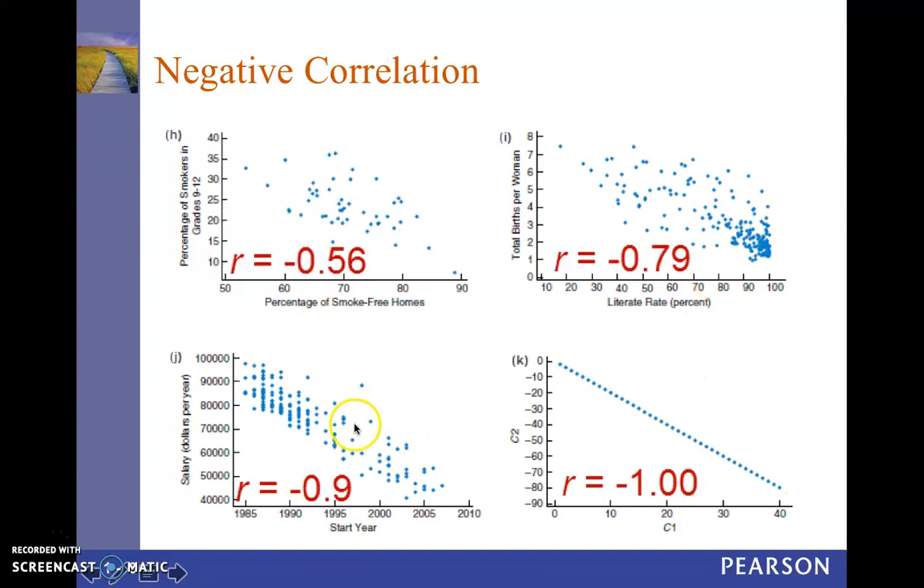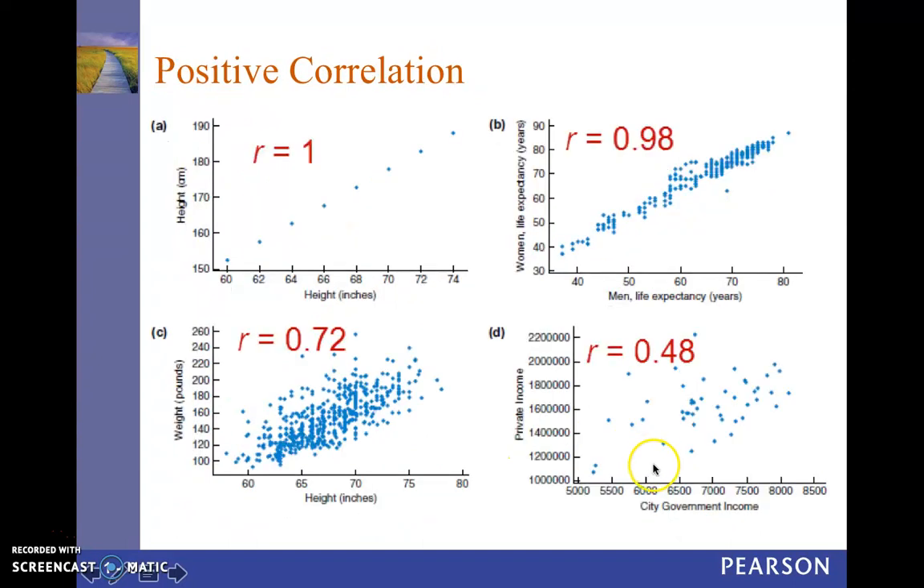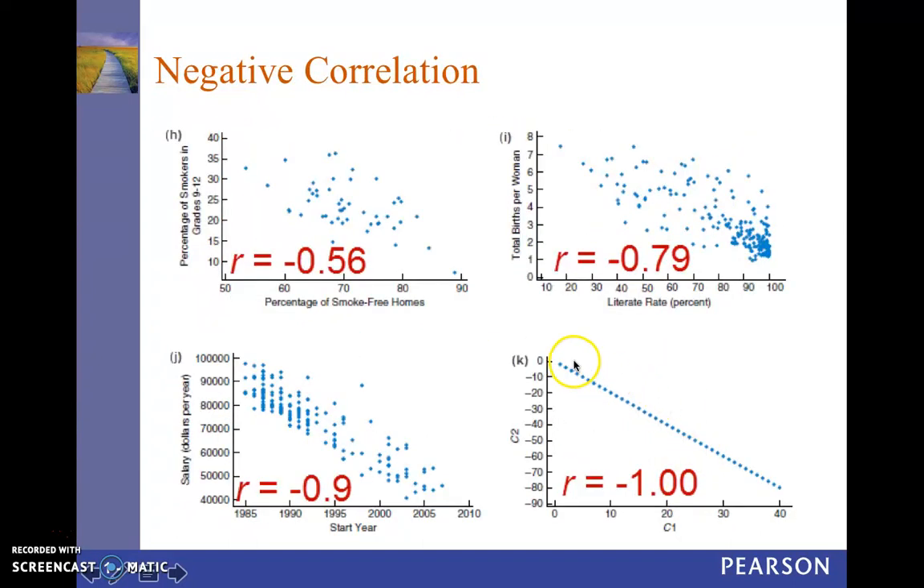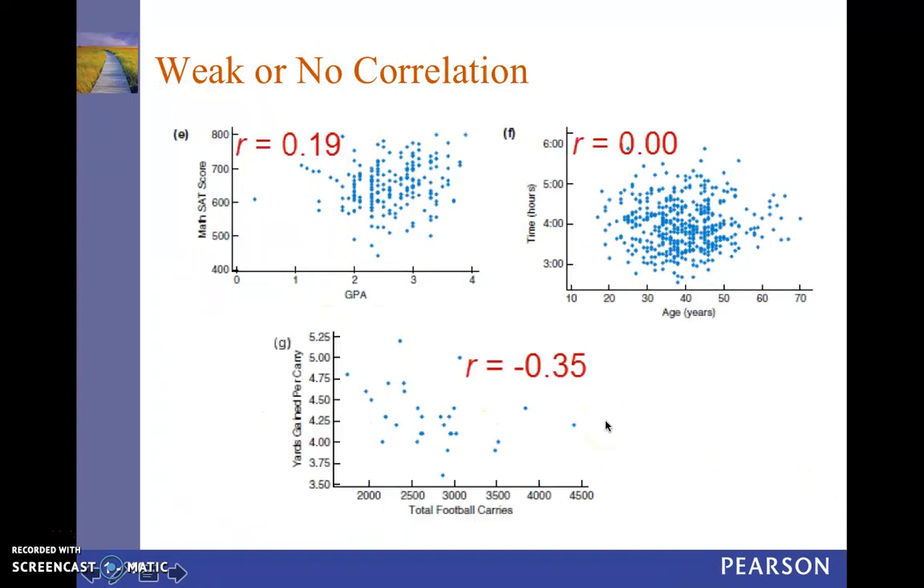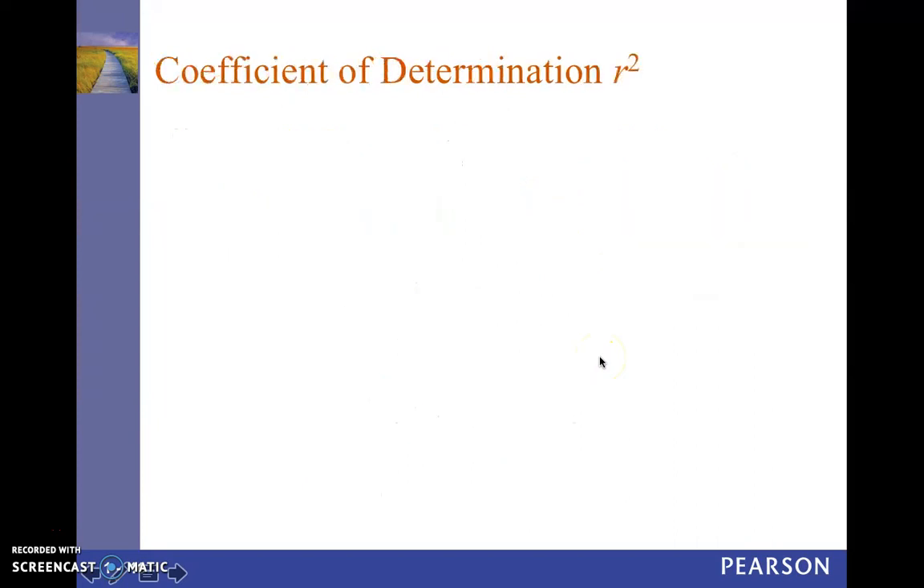Once again, notice what happens with the dots. As the number gets bigger, the tighter the dots come to forming a perfect line. So let's look at an example where there's sort of weak or no correlation. Okay, in both of these cases, the correlation's fairly weak, or there's no correlation. You can see that the dots seem to be kind of all over the place here. All right, let's move on.